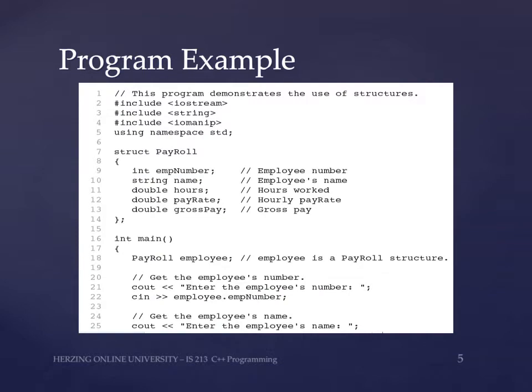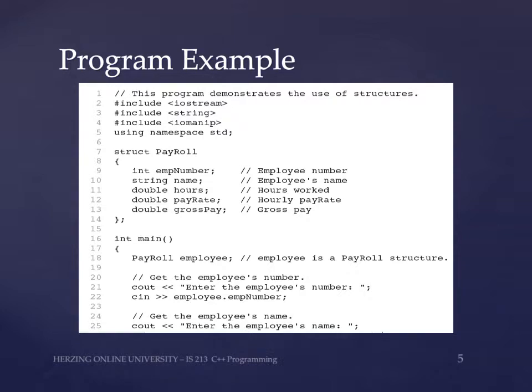This is a very good programming example that demonstrates the use of structure. So here you have struct payroll, and notice the directives that are used on top: the iostream, the string, iomanip, and we are using the namespace std as well. And then notice the variables of the struct, or the members of the struct. You have employee number, name, hours, pay rate, and gross pay.